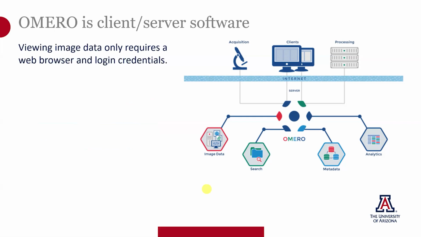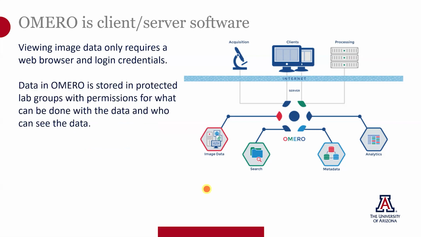And accessing the data really only requires a web browser and credentials to log in. It's stored in protected lab groups, so even if your lab and the lab next door are on Omero, you won't be able to see their data and vice versa unless you give them permission to do that.